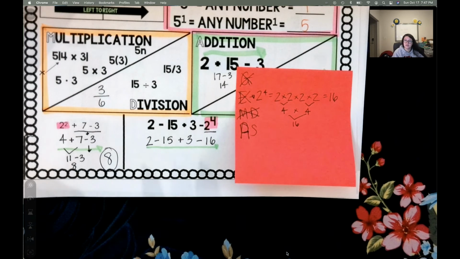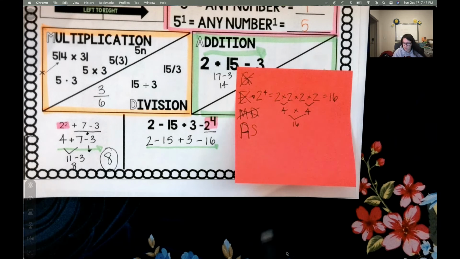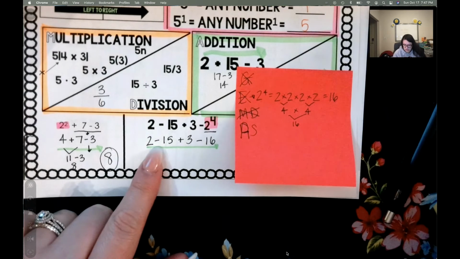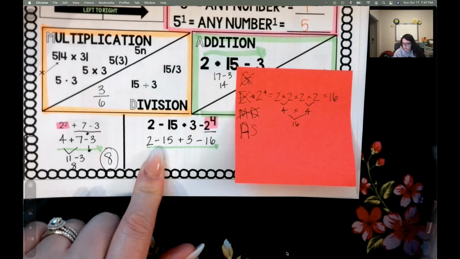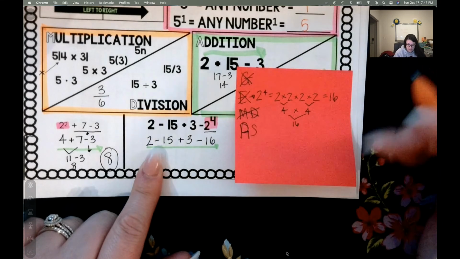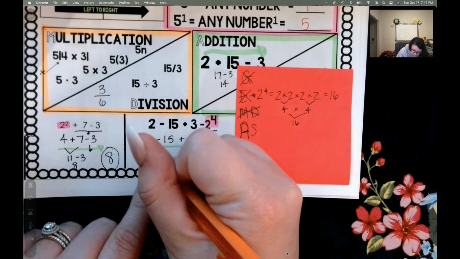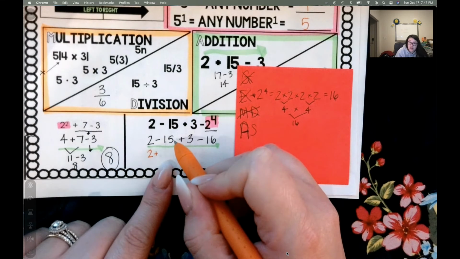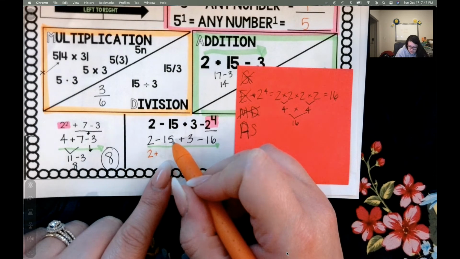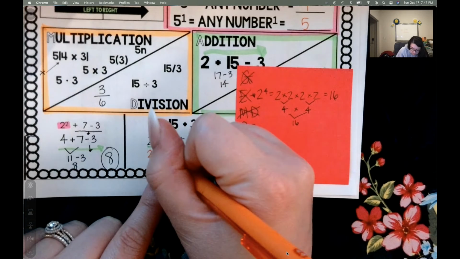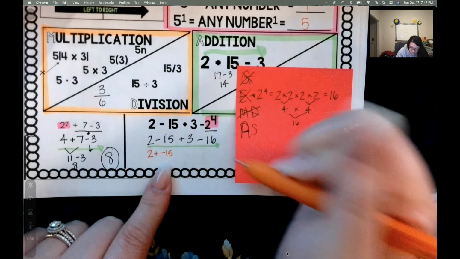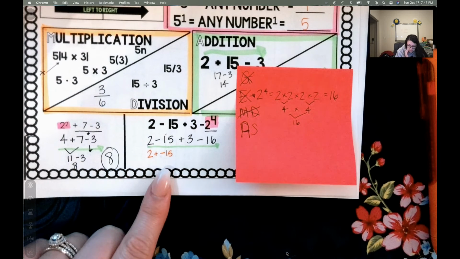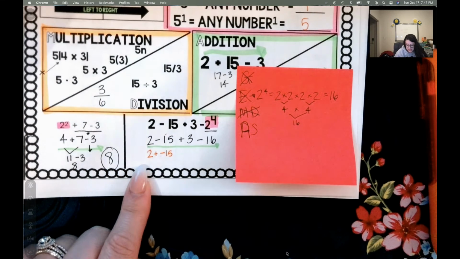2 minus 15. Ooh. 2 minus 15. What do we like to turn those subtraction problems into? Addition. We like to keep 2 the same, change subtraction to addition, do the opposite of the last number. So it's the opposite of 15? Negative 15. So now I have 2 plus negative 15.